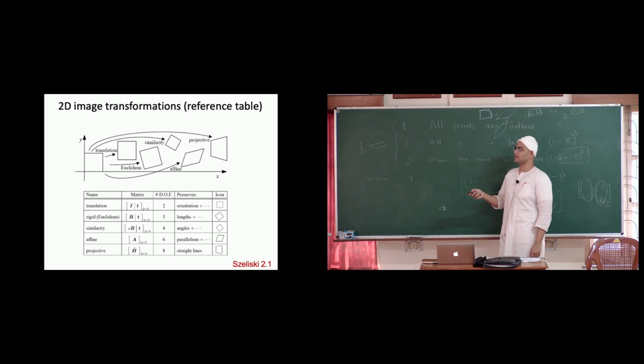So this is the image where you can get the feeling of how this forms. Translation is you have this thing, it moved there. Similarity is the same thing, probably rotated. Affine can have this type of shape. Projective is kind of like this.